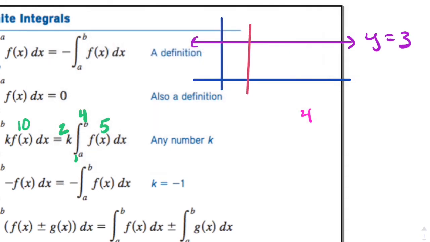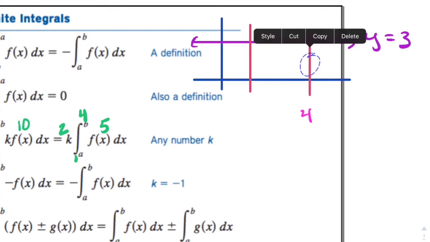1, 2, 4. We're going to do 1 to 4. And let's say, not drawn to scale, but this function now was 10.